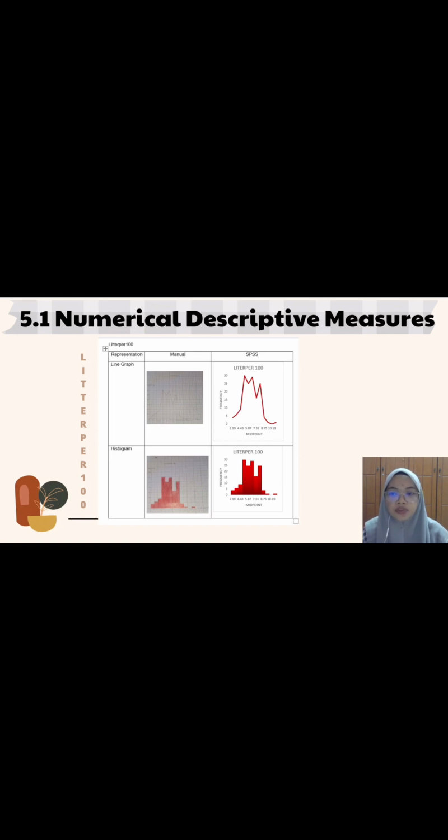Then the graph of SPSS is using group data. The x-axis and y-axis are the same as the drawn graph. Both graphs show that the shape of the distribution is bell-shaped.